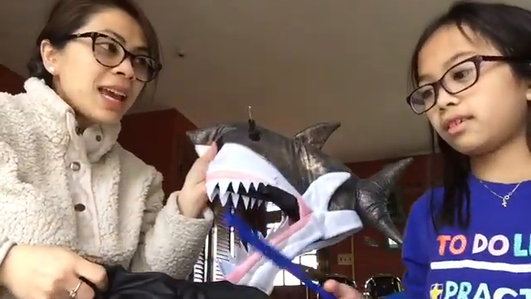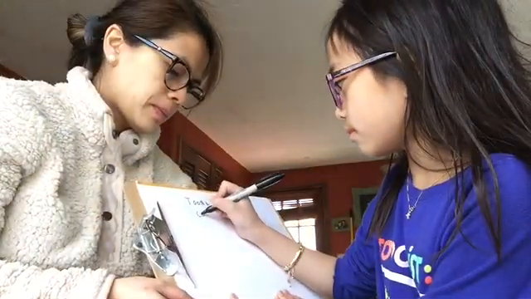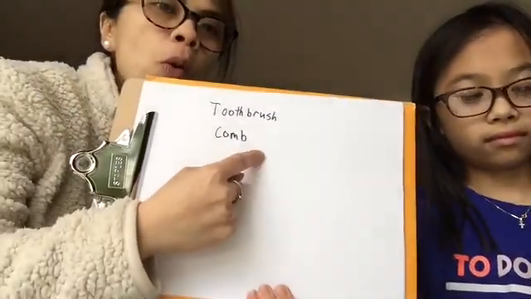What is that? A comb. A comb, you were right. What does the word comb begin with? C. C. That's right, C. Can you write the word comb for me? Good, Karina wrote the word comb.